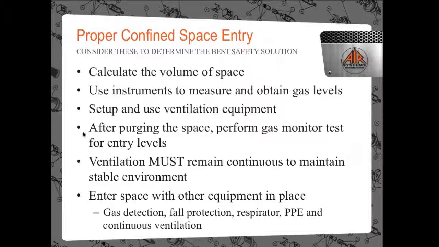First, calculate the volume of space using the dimensions from the confined space evaluation. Use instrumentation to obtain initial gas levels prior to entry. Set up and use the ventilation equipment. After purging the space, perform the gas instrument test again for entry levels. Ventilation must remain continuous to maintain a stable environment. Enter the space with the other equipment in place, such as gas detection, fall protection, respirators, and PPE.